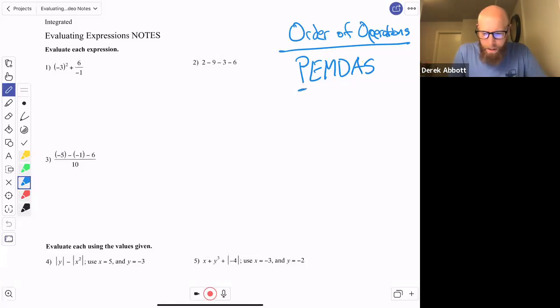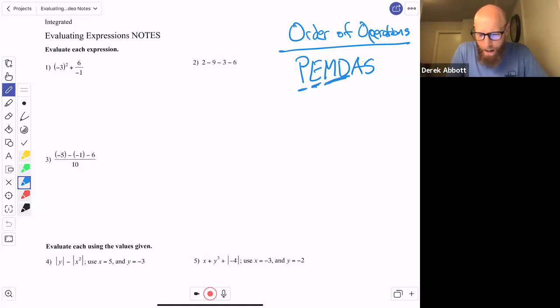So that means parentheses. Take care of all your parentheses. And the same thing inside of parentheses, like a 3 plus 4 inside of parentheses. Do that first, and then keep moving on. The E is exponents. So then you take care of any exponents that you see, whether it's on a parenthesis or not. Take care of the parenthesis first, and then do the exponent if that's the case.